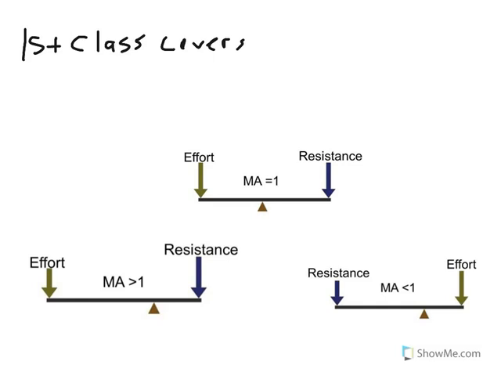First class levers. All three of the below pictures are examples of first class levers. We have one that has a mechanical advantage of 1, one that has a mechanical advantage greater than 1, and another that has a mechanical advantage less than 1.